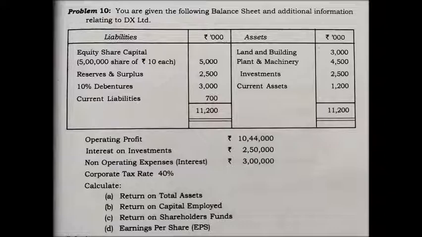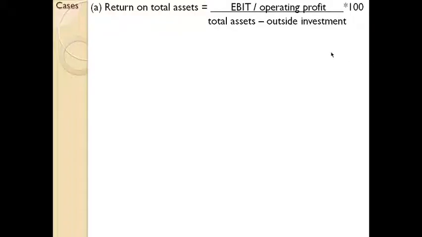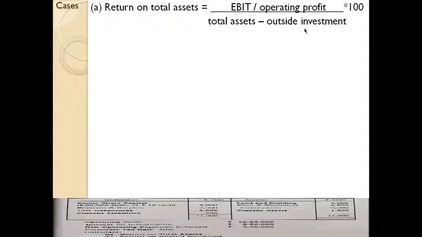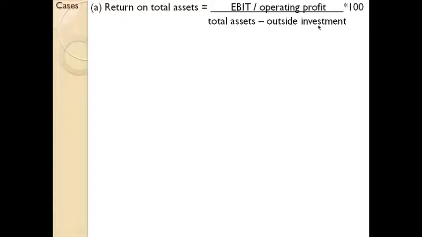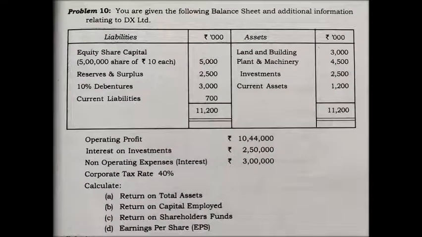I hope you remember the questions or cases which we have dealt with in the previous classes where you need to find operating profit. Okay, here operating profit is already given, and divided by total assets minus outside investments. Total assets is the total amount on the asset side of the balance sheet, and you need to deduct the outside investments. I have discussed in detail what is meant by outside investment, and in the question the assets include land and building, plant and machinery, investment and current assets. Here investments will be the outside investment. So you need to deduct the same amount from the total assets.